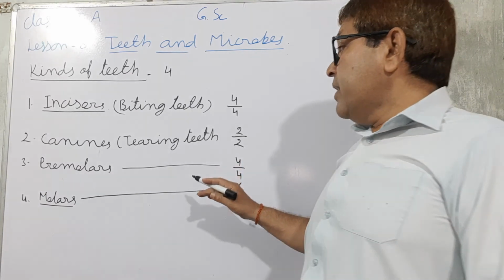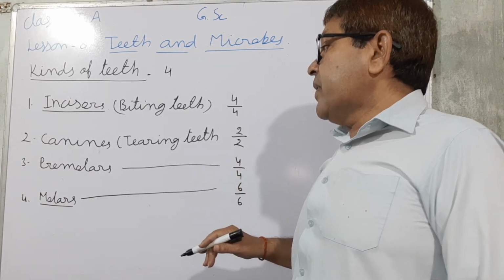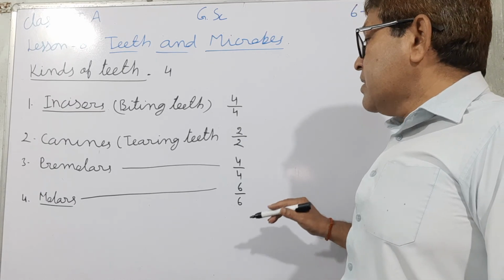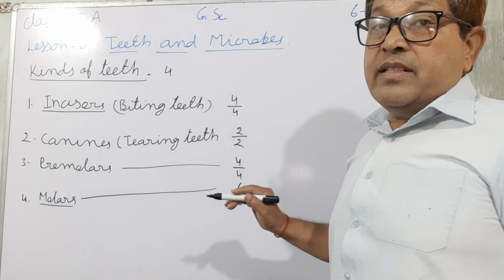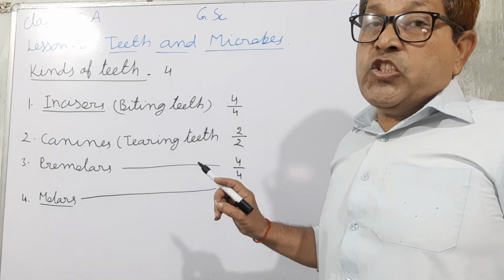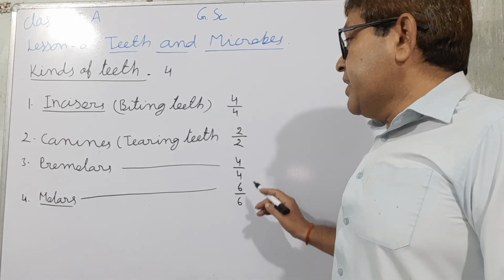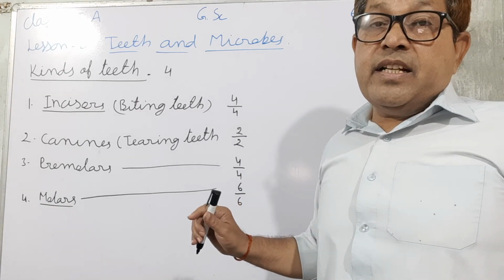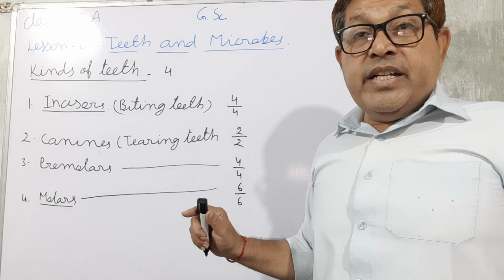And the molars are found just after the premolars, and their number is 6 in each jaw. They are also meant for the grinding of the food.